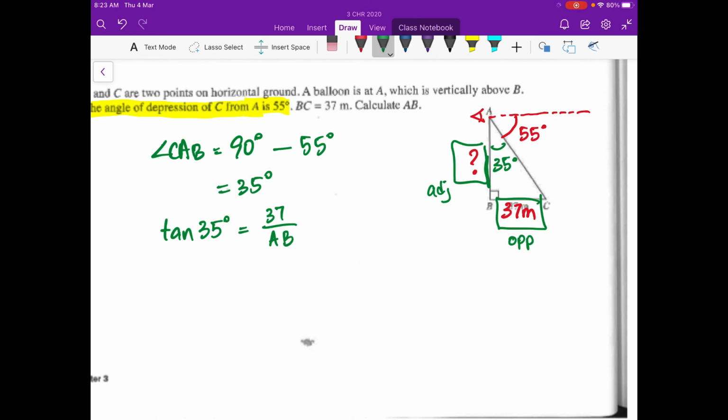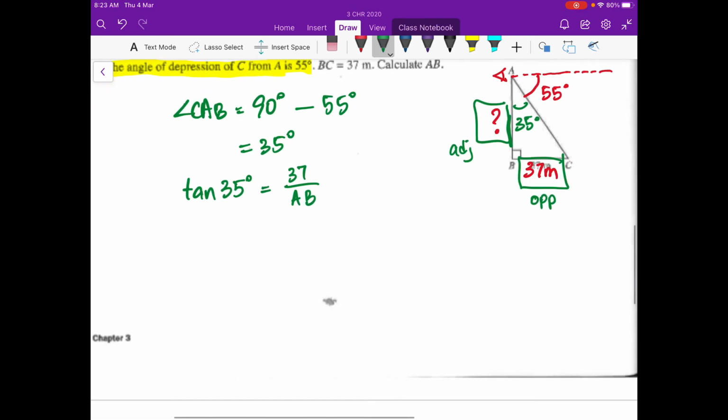Okay, now from here, good. We draw one line at the bottom, over 1. Draw your cross if you need to. Then continue to manipulate. AB times tangent 35. AB tangent 35 degrees equals 37 times 1. Times 1 no need to write, but if you want to write, also can.